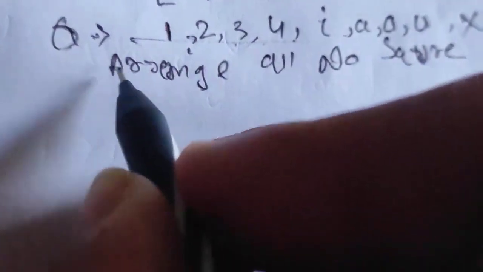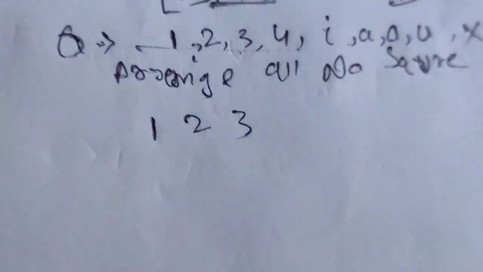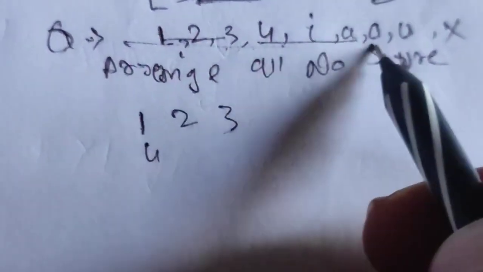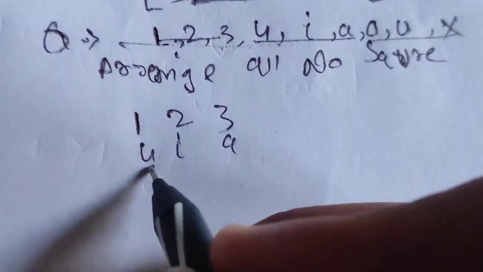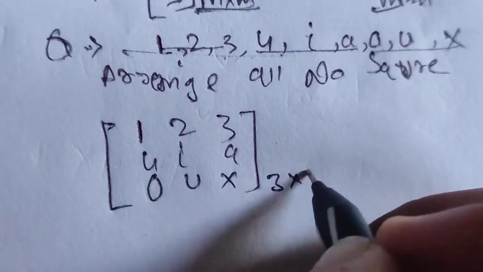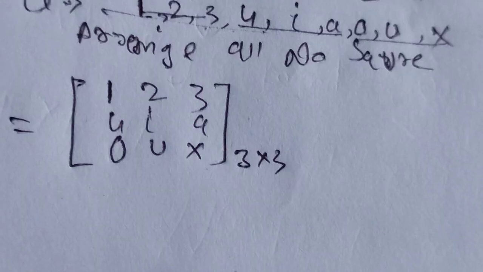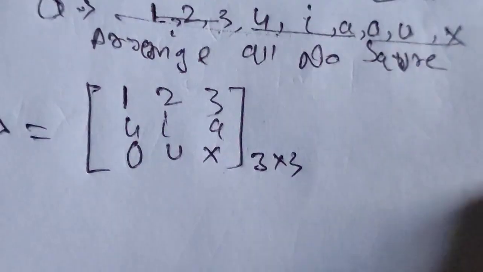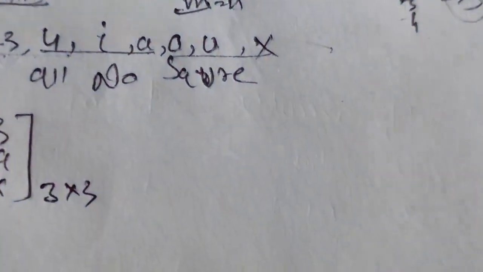In this case, because there are 9 numbers, it means 3 rows and 3 columns. So 4 I A, and O U X. This makes a square of 3 cross 3. This is called a square matrix. Say suppose lambda, this is called a lambda. Okay, this is a simple example of a square matrix. I took a hypothetical case. Okay, now listen.